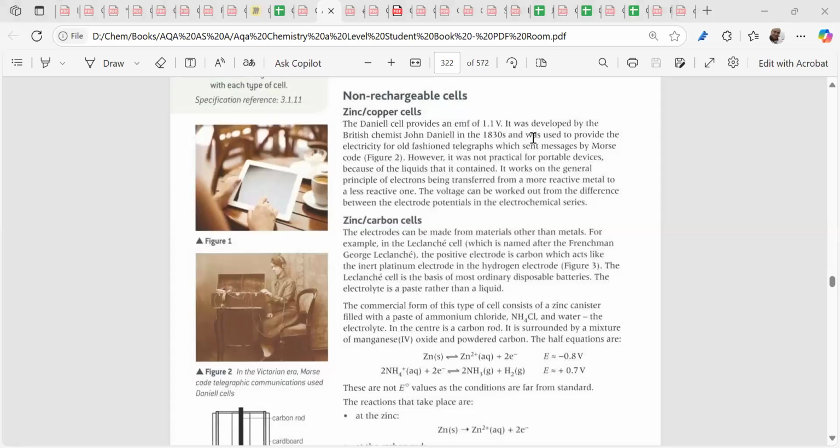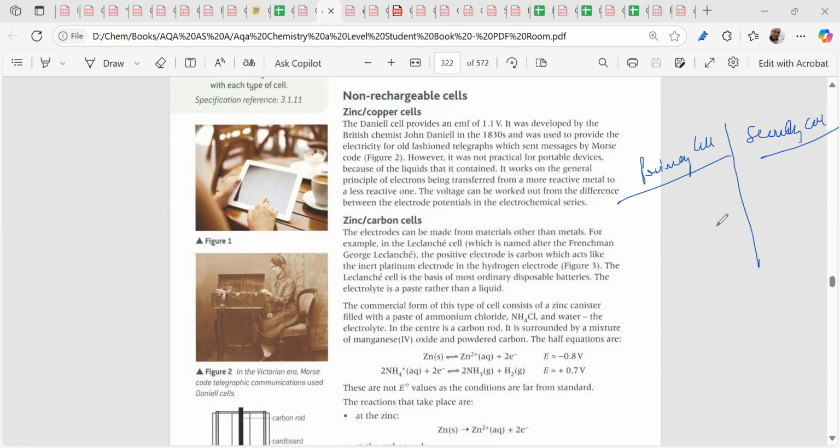Cells can be of two types: primary cell and secondary cell. Is it clear? Understood, everybody? Now over here, what's the primary cell?